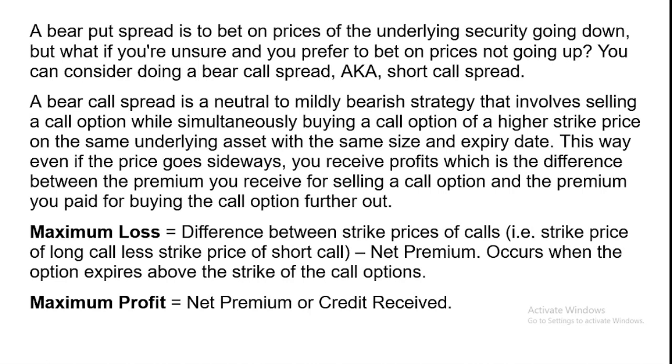This way, even if the price goes sideways, you receive profits, which is the difference between the premium you receive for selling a call option and the premium you paid for buying the call option further out. Maximum loss is the difference between strike prices of calls, that is strike price of long call less strike price of short call, minus net premium. It occurs when the option expires above the strike of the call options. Maximum profit is equal to net premium or credit received.